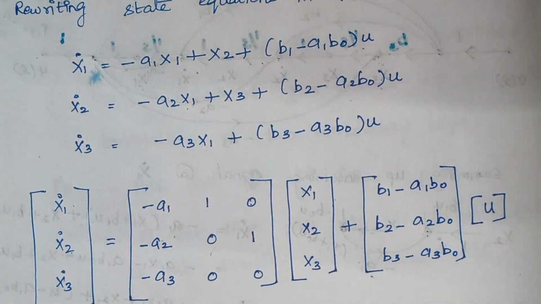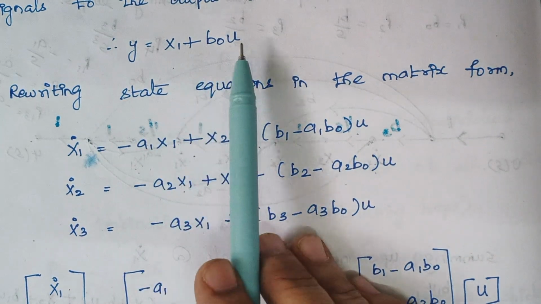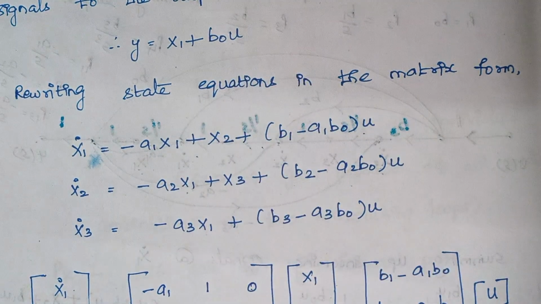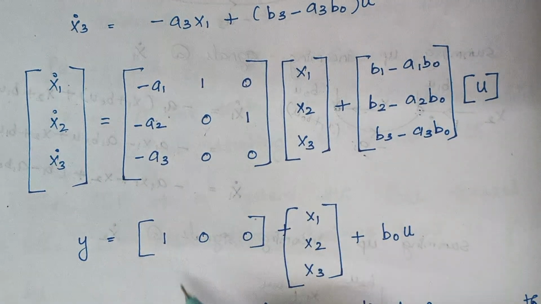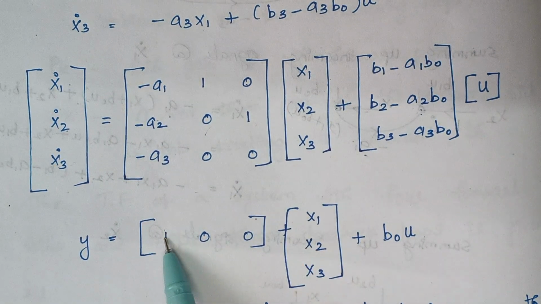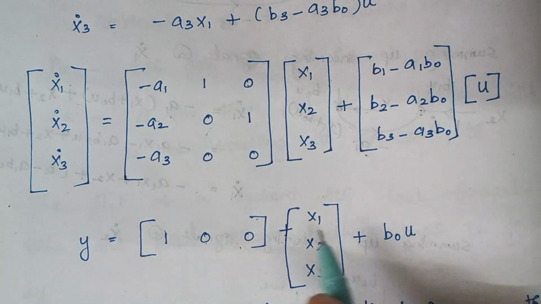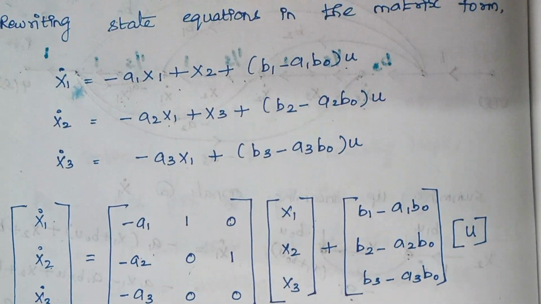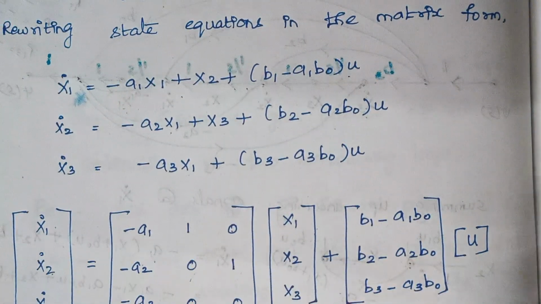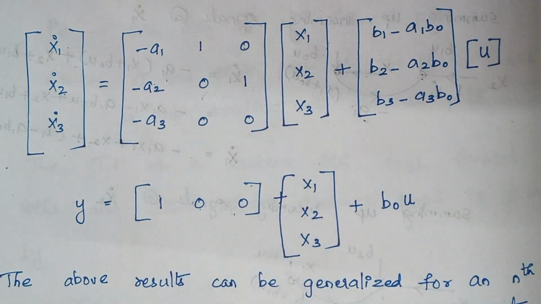And when you frame expressions for output, you see here we are having x1 as well as the u term here. Therefore the output matrix is written as, here y is equal to x1, right? So the coefficient of x1 is 1, no x2, no x3, which gets multiplied with x1, x2 and x3 plus, and here we are having b naught u, right? So b naught into u finally, right?